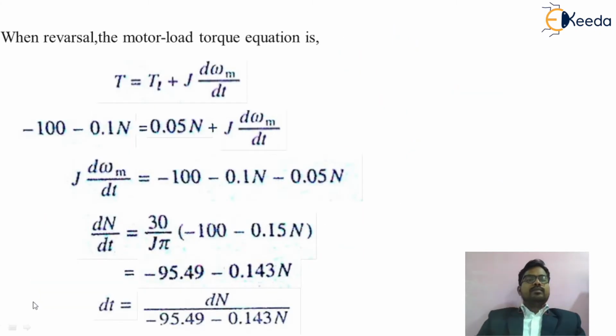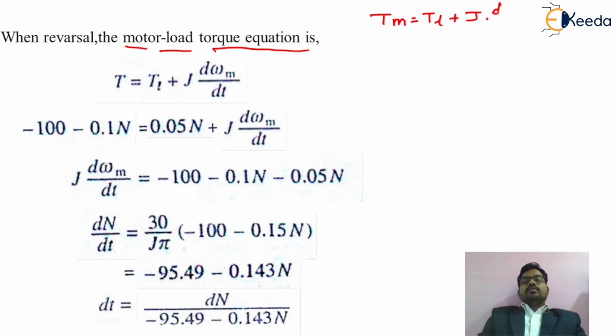Then when reversal is done, the motor load torque equation will be the fundamental torque equation, which is Tm, the motor torque, is equal to the load torque plus J into d omega m by dt. What do we mean by Tm? It is the motor torque, TL is the load torque, J is the polar moment of inertia, and d omega m by dt is the rate of change of the angular velocity with respect to time.